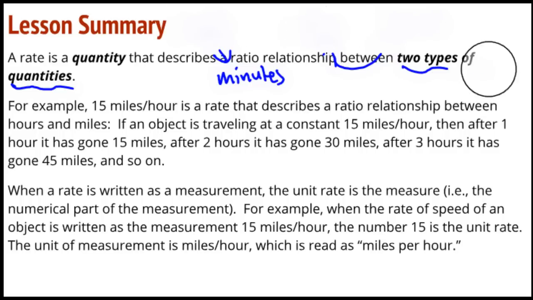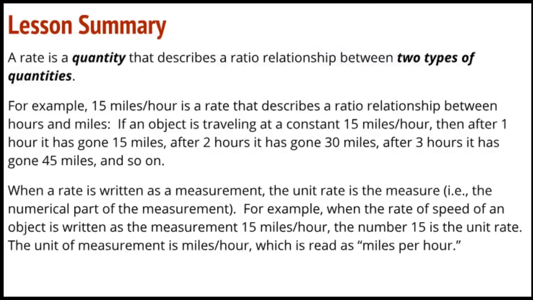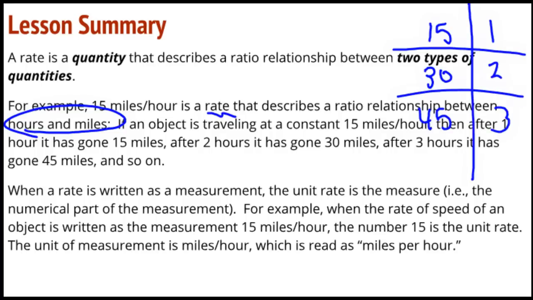So for example, 15 miles per hour is a rate that describes a ratio relationship between hours and miles. If an object is traveling at a constant 15 miles per hour, then after 1 hour it has gone 15 miles. After 2 hours it has gone 30 miles. After 3 hours it has gone 45 miles, and so on. So there is a table of equivalent ratios there. 15 to 1, 30 to 2, 45 to 3. This is a table of equivalent ratios, and we are comparing miles to hours.